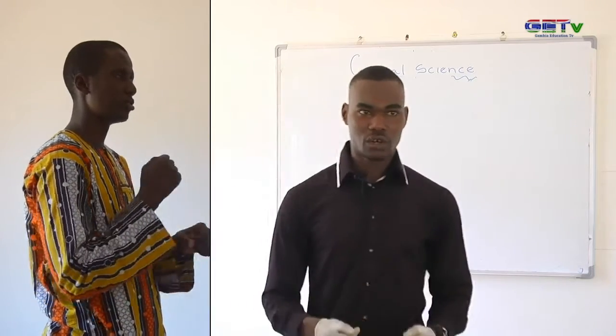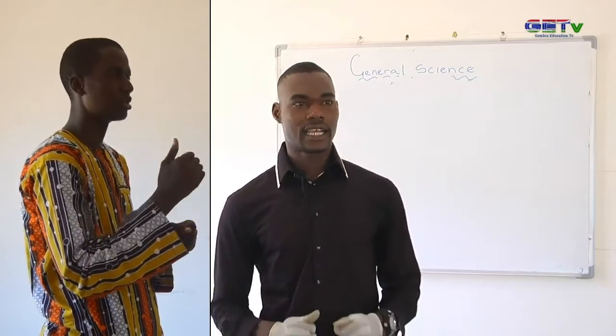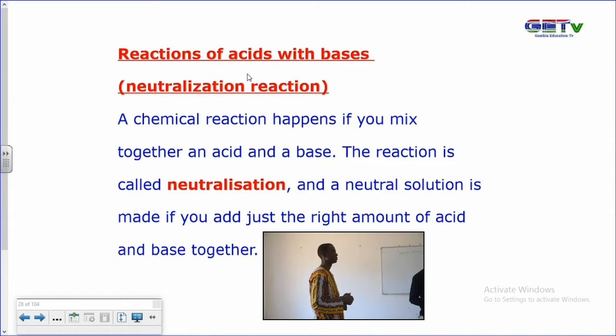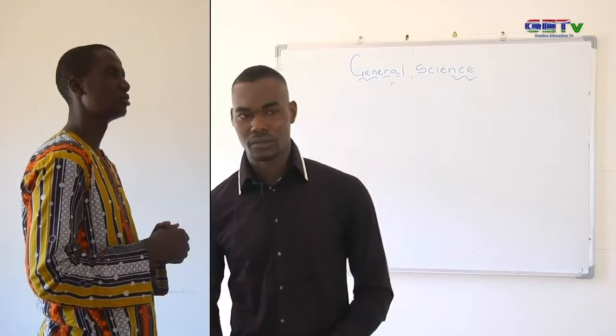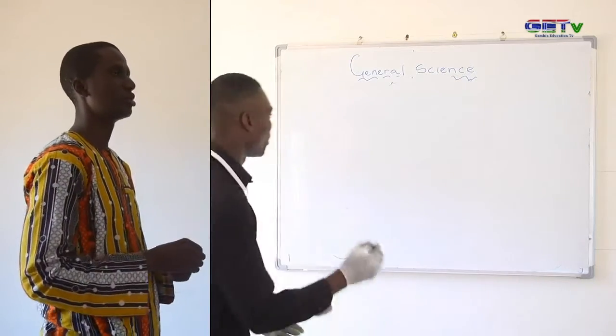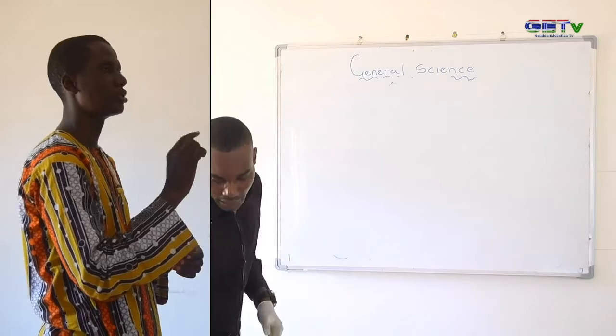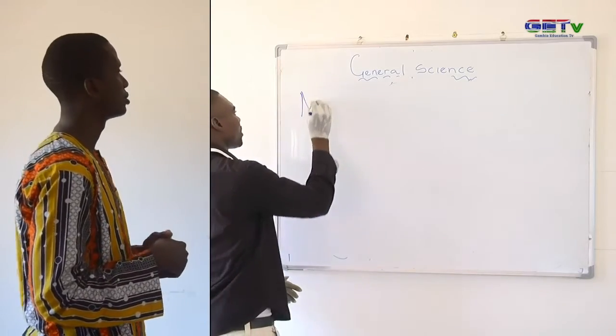So a chemical reaction happens if you mix together an acid and a base. The reaction is called neutralization. A neutral solution is made if you add just the right amount of acid and base together. You'll get a neutral solution, and that solution is the salt and water solution. Good, please, take note of that. What is neutralization? What is neutralization reaction?